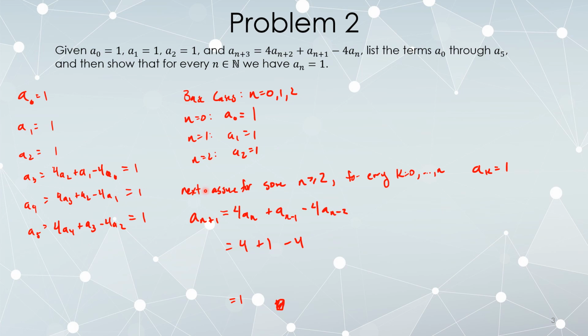So having shown that if we ever have all consecutive values equal to 1 up to some index n, where n is at least as big as 2, then the next term must also be 1. And we manually showed that all of the terms up to index 2 are in fact equal to 1 because they were just given to us. Well then, the strong inductive proof kicks in and every term must be equal to 1.